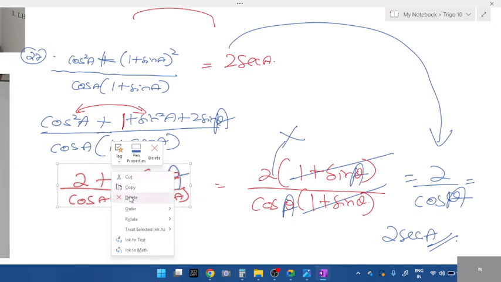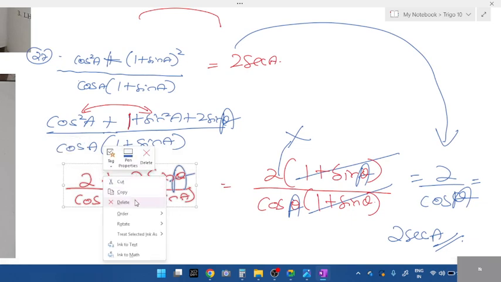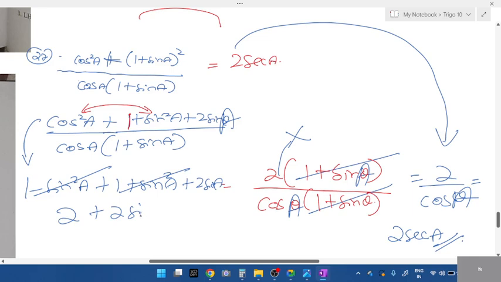Okay, next. Look at this step, students. I took cos square A and sin square A so that I get 1. Okay, 1 plus 1, 2. Or you could have taken this cos square A as 1 minus sin square A. If you use square relation, cos square A is equal to 1 minus sin square A, plus 1 plus sin square A plus 2 sin A. Here you could have cancelled this. Still we have got 1 plus 1 is 2, plus 2 sin A. Okay, so do it however you all want, you get the value.